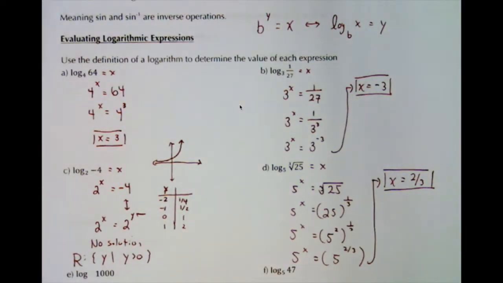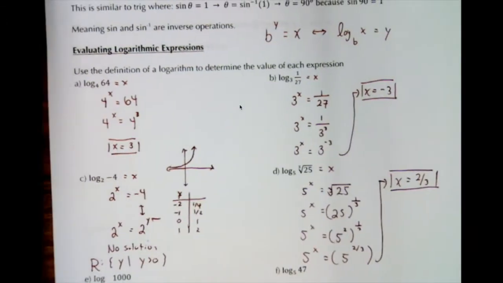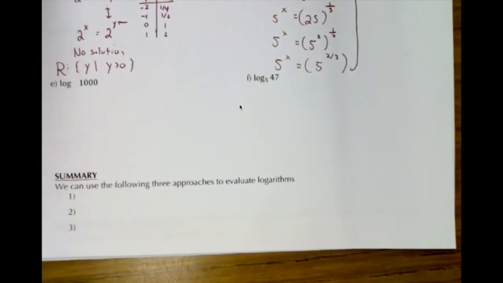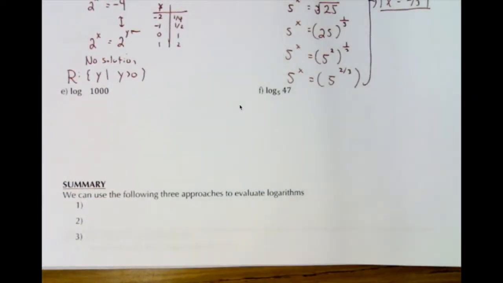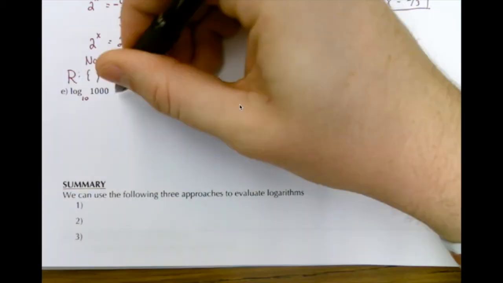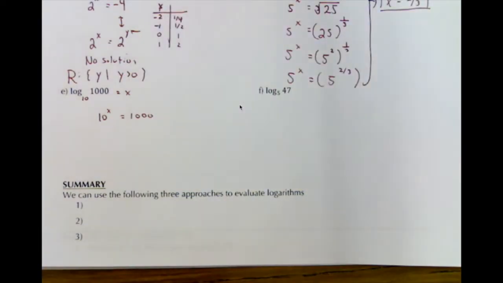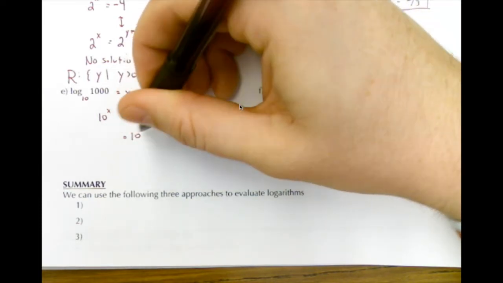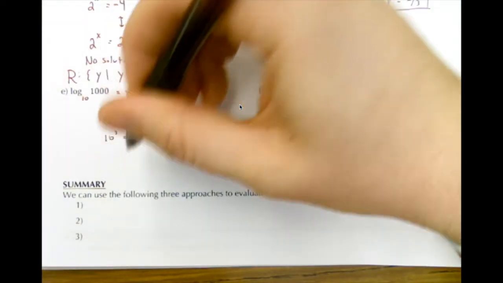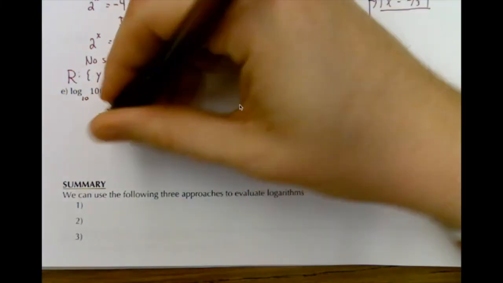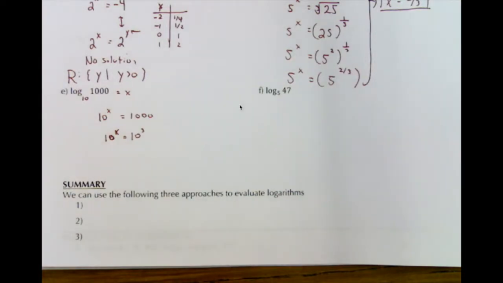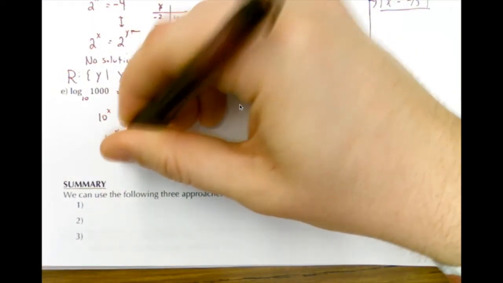The next one might look familiar from our first lesson, because that's a common logarithm. That's a log base 10 of 1,000. So the question is asking us, to what exponent do we have to raise 10 to get 1,000? And for a question like this, basically we're just counting the zeros, because there are 3 zeros and 10 to the exponent 3 is 1,000. So the answer to our question, what exponent do we have to raise 10 to get 1,000, is 3. So x is 3.